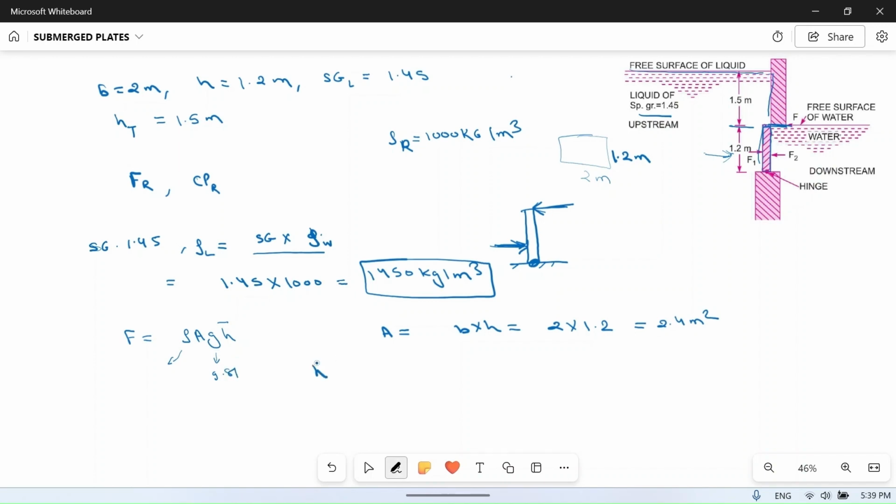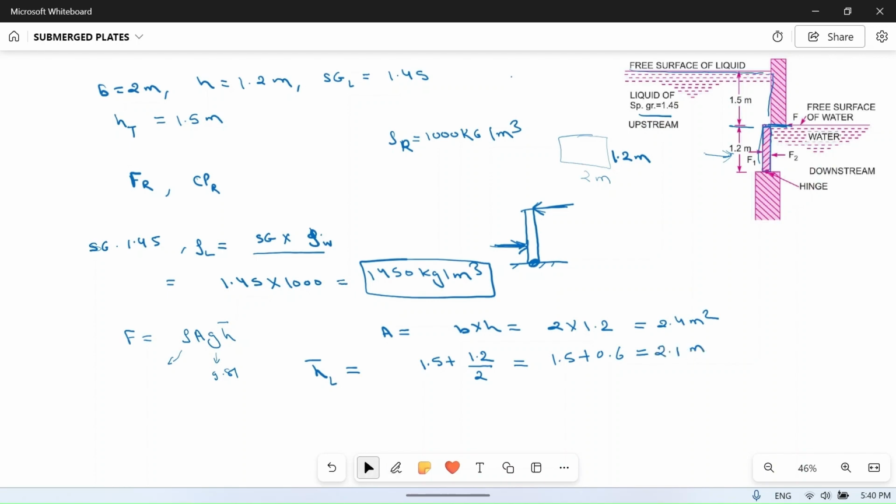h bar on the left side is the distance of the center of gravity from the free surface. So you can see here, this is 1.5 meter plus the center of gravity will be half of this height, which is 1.2. So 1.5 plus 1.2 divided by 2, so it will be equal to 1.5 plus 0.6, which is 2.1 meter on the left side.